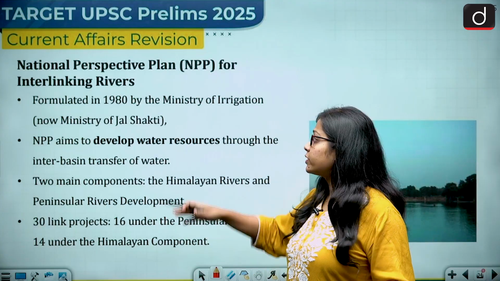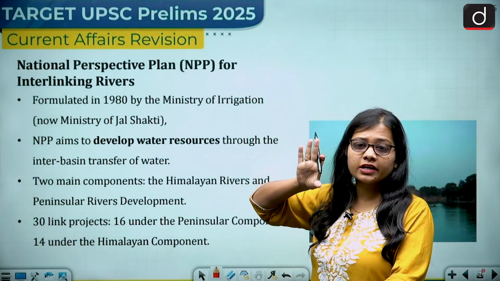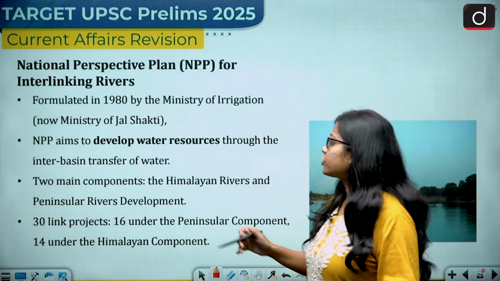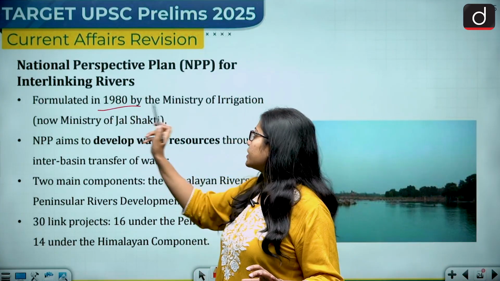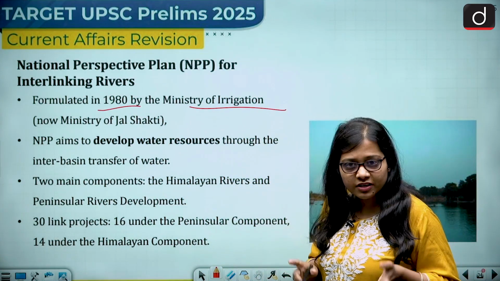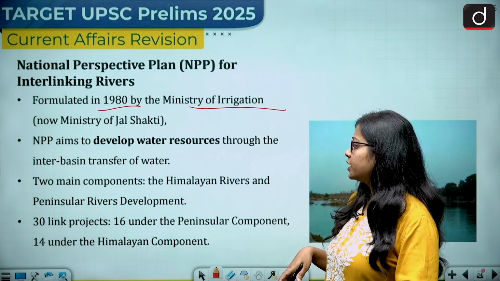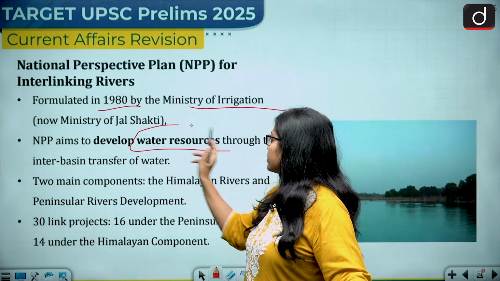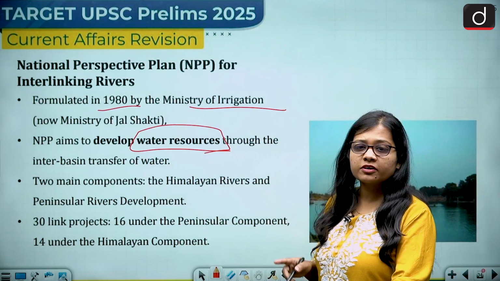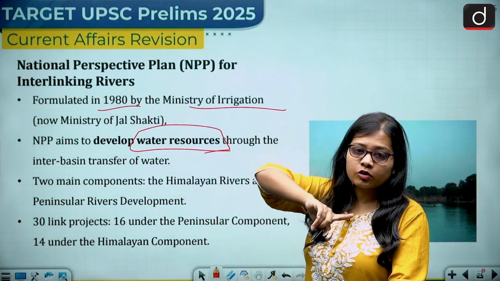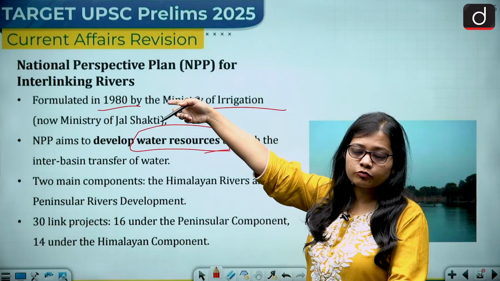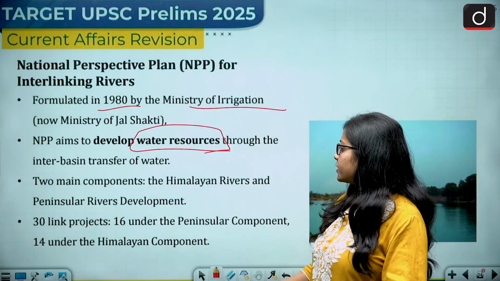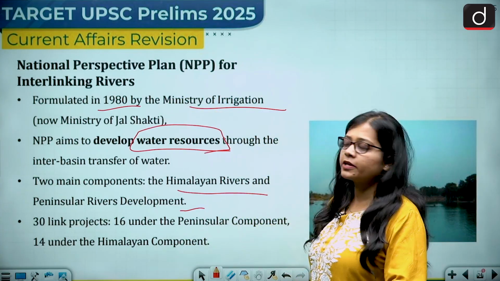Now let us talk about the National Perspective Plan for Interlinking Rivers. So this was formulated in the year 1980 by the Ministry of Irrigation, which is now known as the Ministry of Jal Shakti, and the aim is to develop water resources through inter-basin transfer of water. It means passing on water from one river to another river, and the main components are the Himalayan river and the Peninsular river.